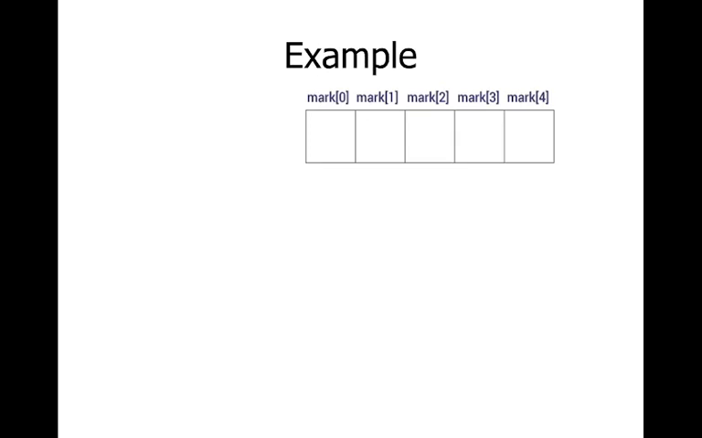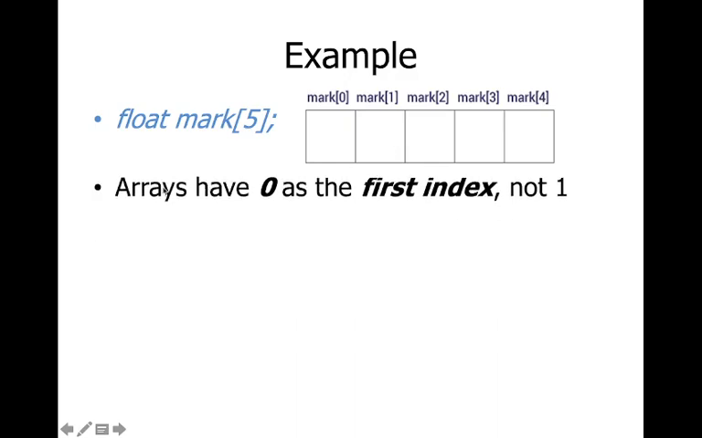We will see another example. Here we are declaring a float array, mark of 5. This means mark of 0, mark of 1, 2, 3, 4. So it is a 5 element array. It starts with 0 and the last element will be mark of 4. Arrays have 0 as the first index, not 1. You have to remember this. The first index, mark of 0, is the first element. It is not mark of 1; that is the second element.